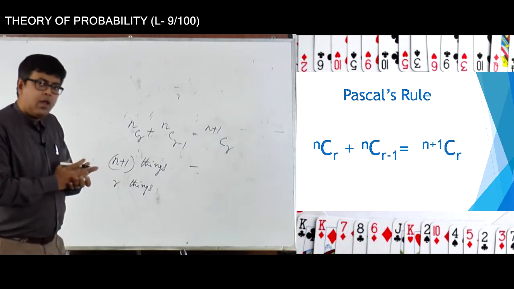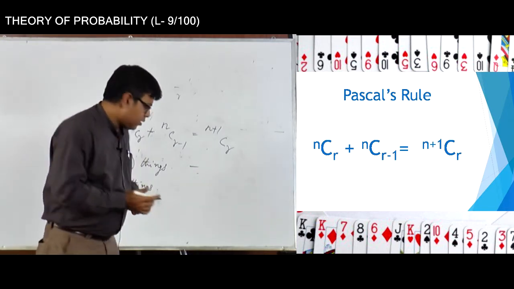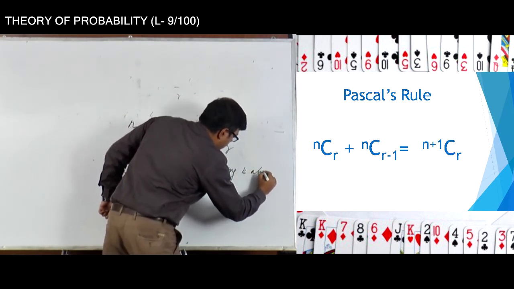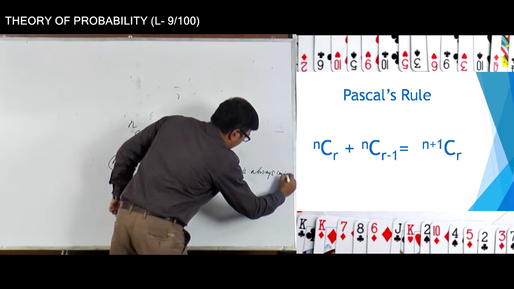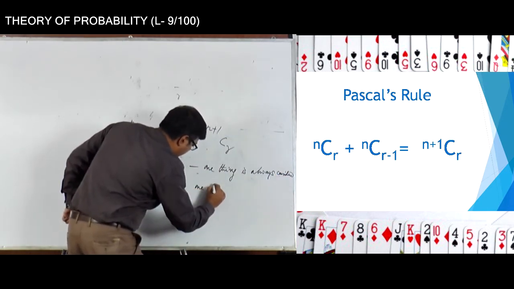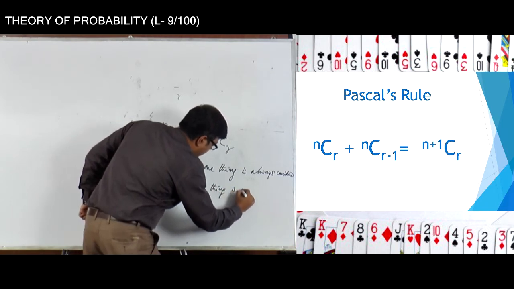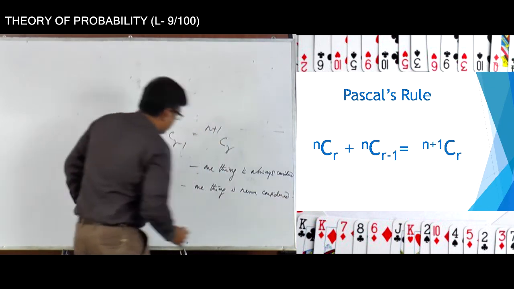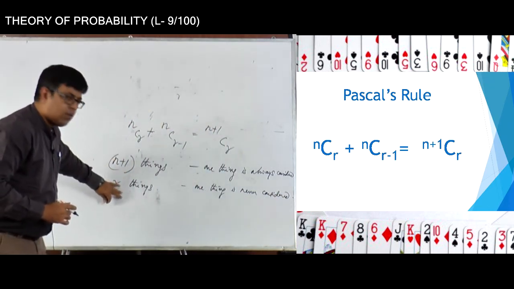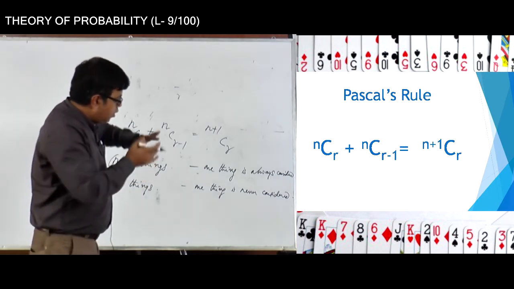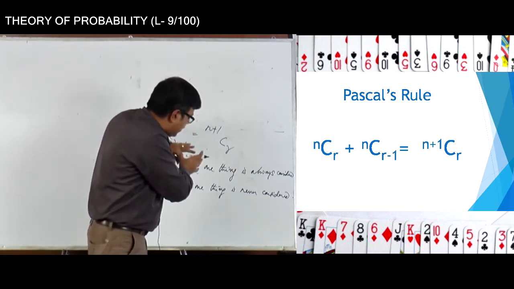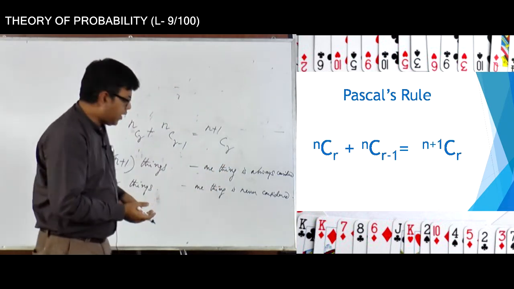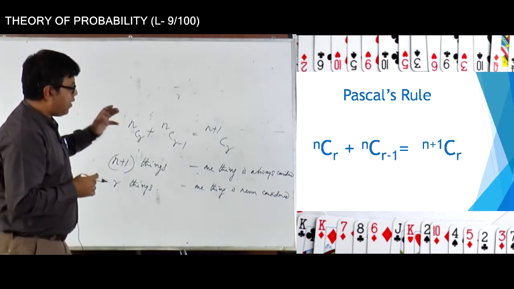In the first category, we will always keep a particular thing. So one thing is always considered, and in the other case one thing is never considered. So the selection of r things from n plus 1 things can be classified into two categories: one where one thing is always considered, and the other where one thing is never considered. Okay.